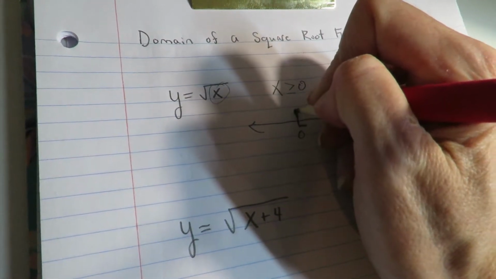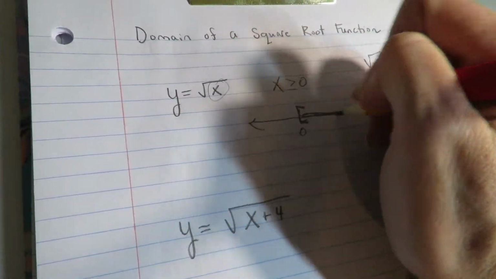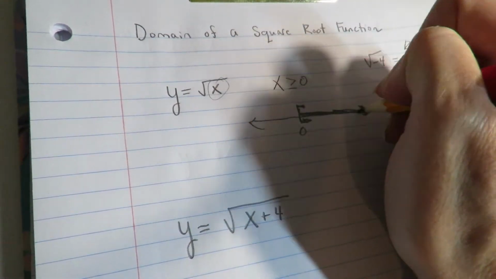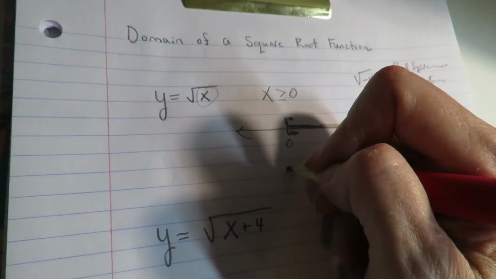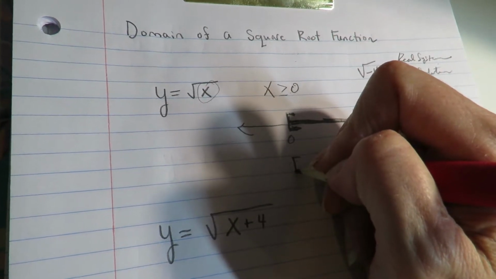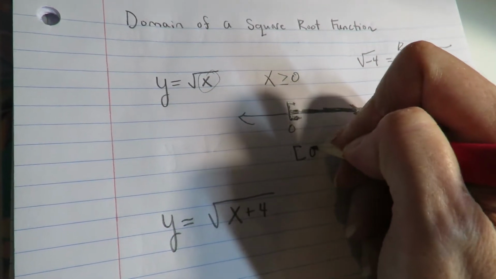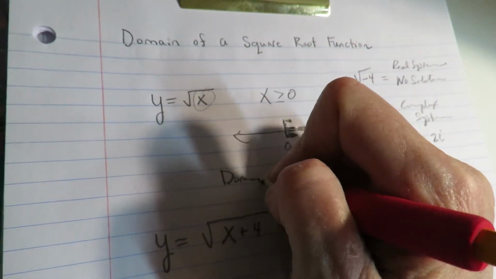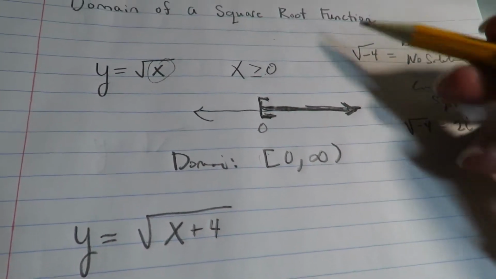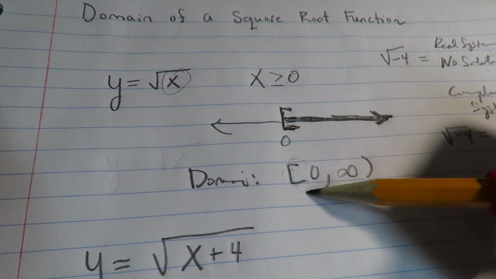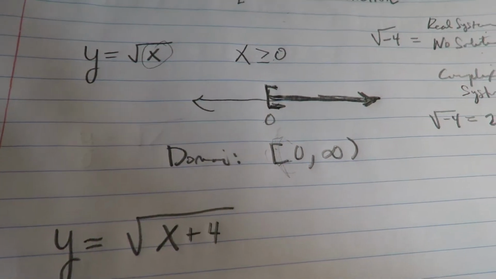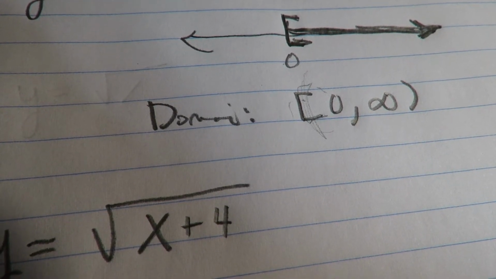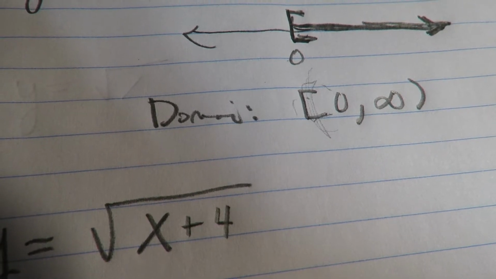Bracket means include the boundary, parentheses mean exclude the boundary. So graphically it looks like this, and then the domain would look like this, because it includes 0, so you want to have a square bracket, not a parenthesis. If you have a parenthesis, it means you're not including 0, which would be in the other system like an open circle, not a colored in circle.